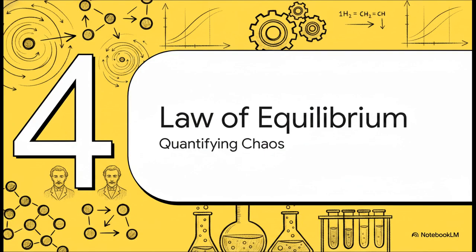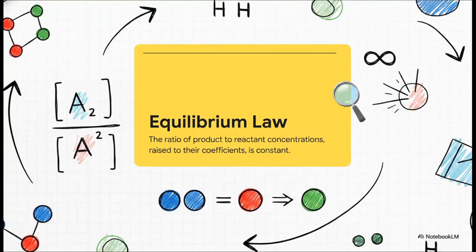All right, Section 4, the law of equilibrium. Since we've firmly proved this molecular dance exists, we really need to look at how to calculate it. Back in 1864, two Norwegian chemists named Guldberg and Waage figured out exactly how to quantify all this chaos. They proposed the law of chemical equilibrium.